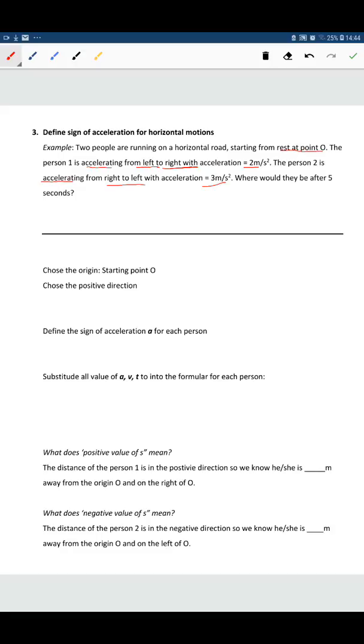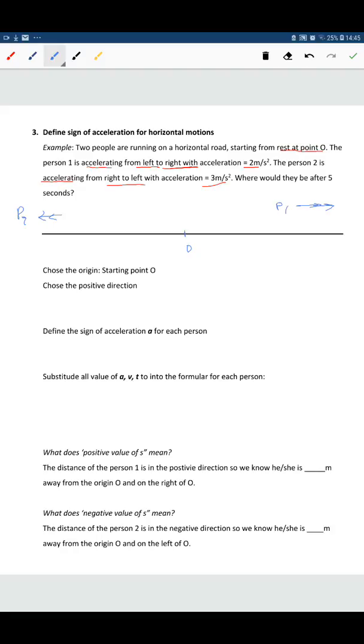So if I have the horizontal road like that, they start at point O. Person 1 goes from left to right, and person 2 goes from right to left. That's person 2. And we know that they are both accelerating.